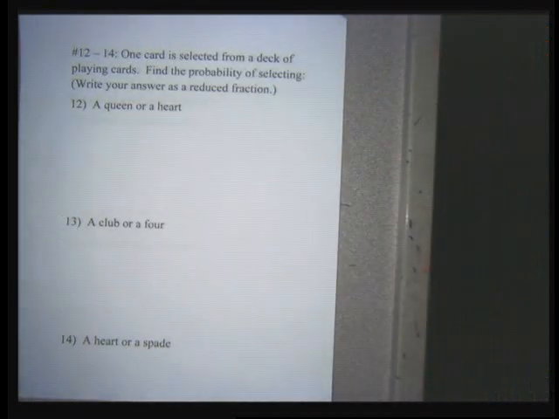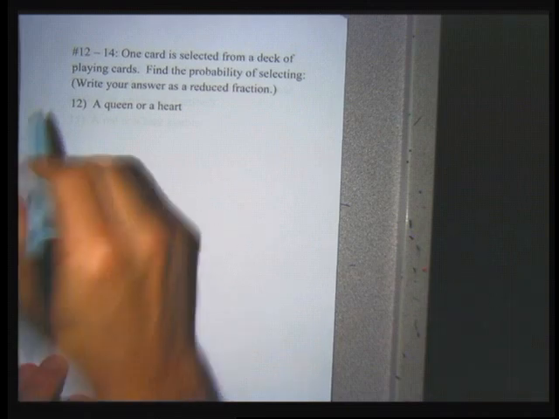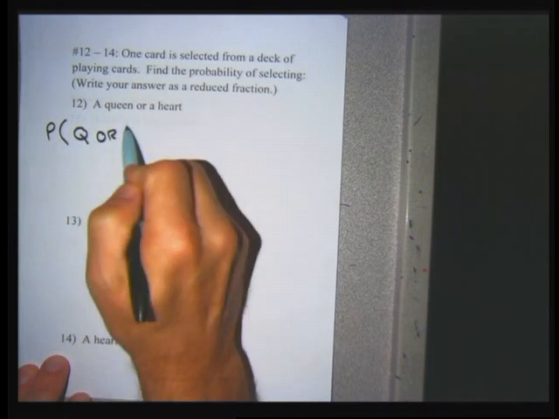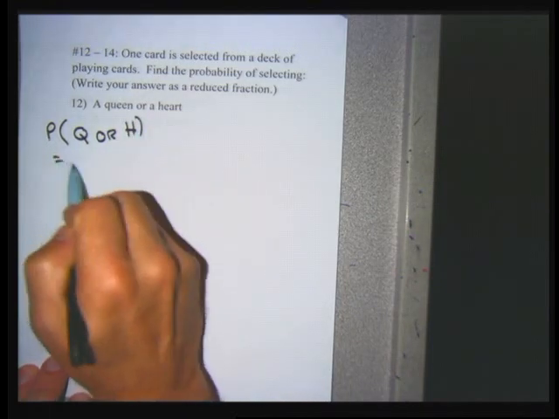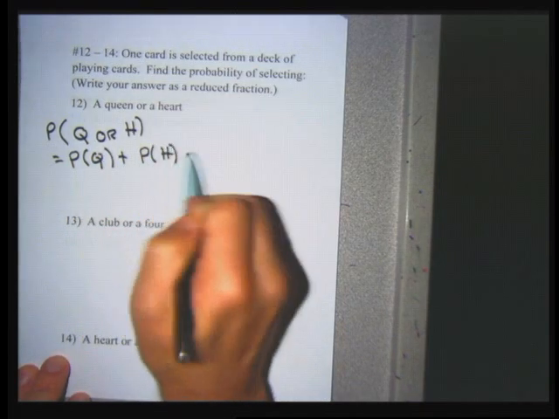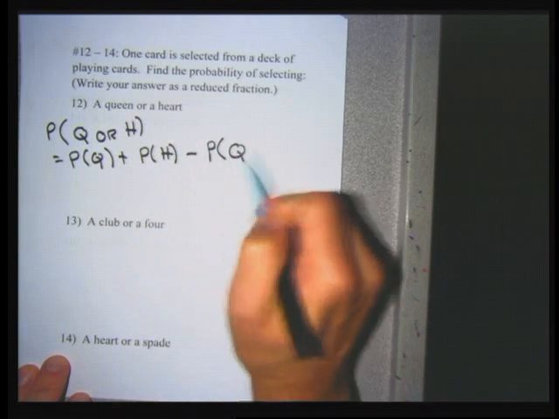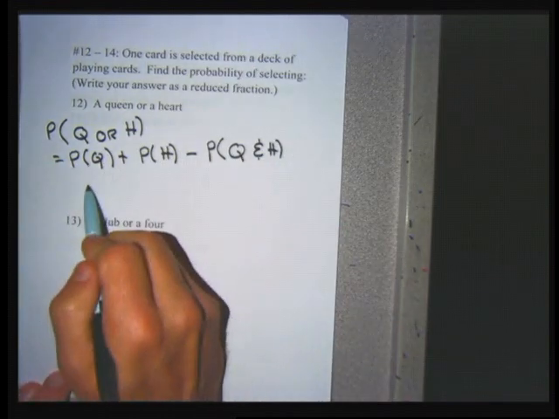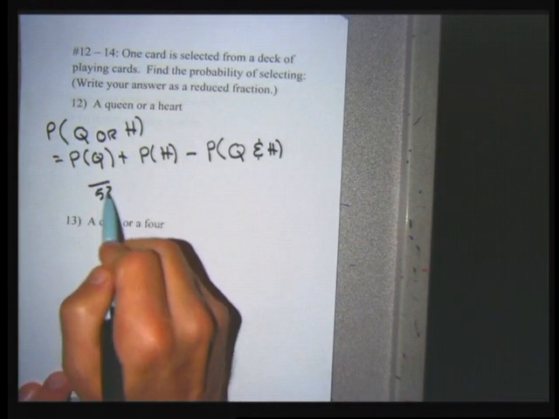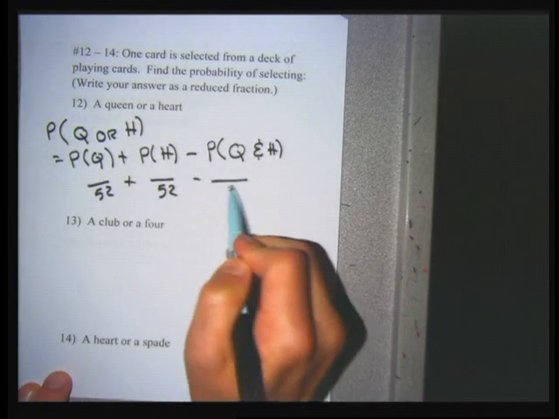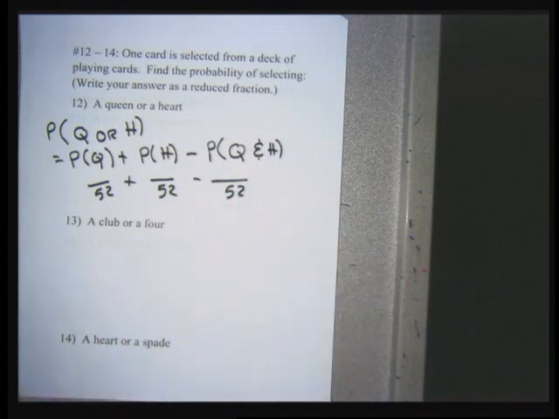So probabilities with hearts, picking 1 card from a deck of cards, same thing. So for question 12, the probability of a queen or a heart equals the probability of a queen plus the probability of a heart minus the probability of getting a card that's both a queen and a heart. So each one of the fractions is going to have a 52 in the denominator, because when I'm picking one card from a deck of 52 cards, there are 52 cards that are possible, and that's what goes in the denominator, the number of possibilities.